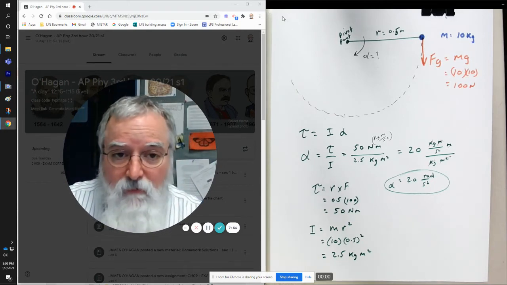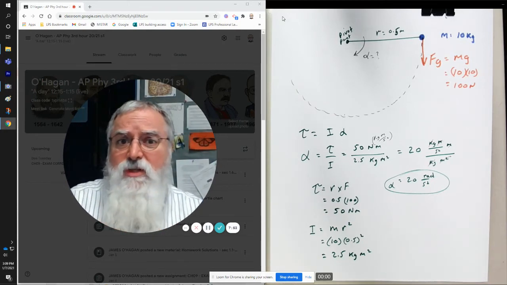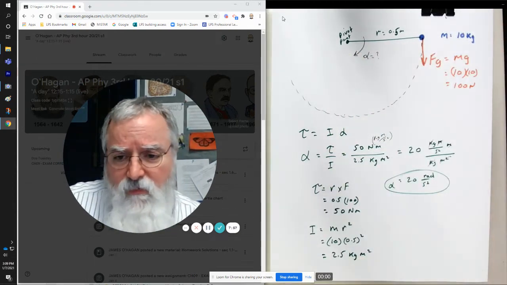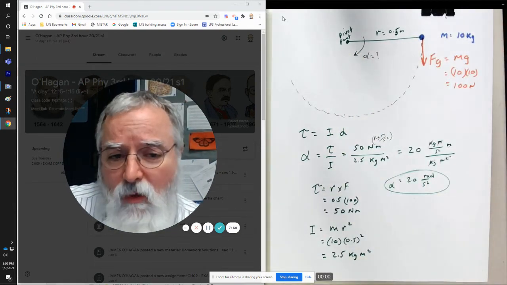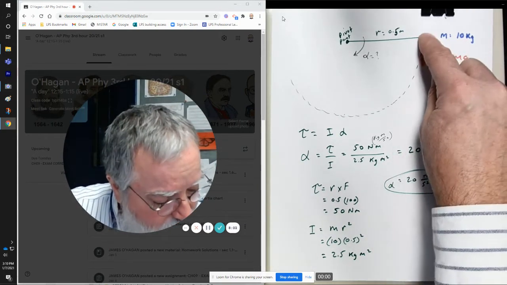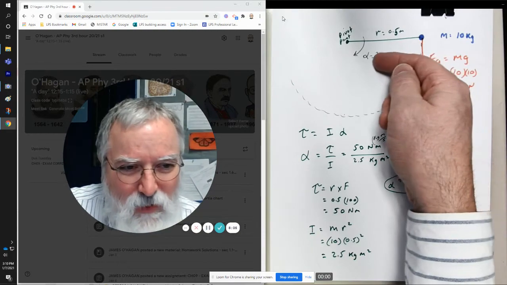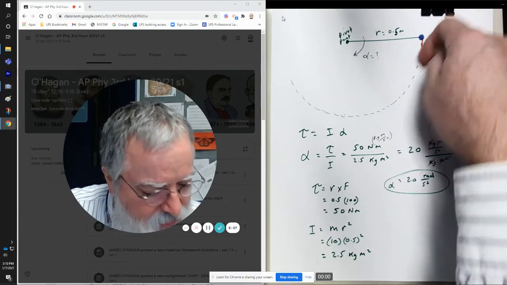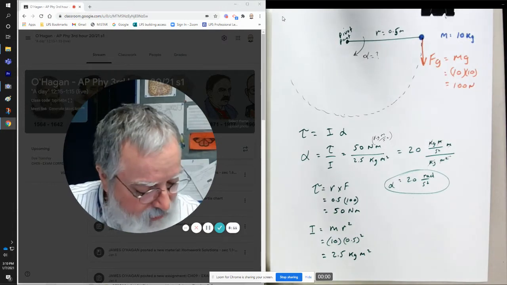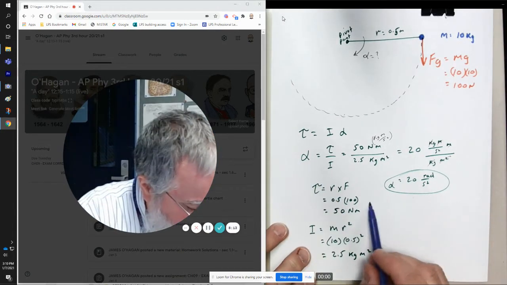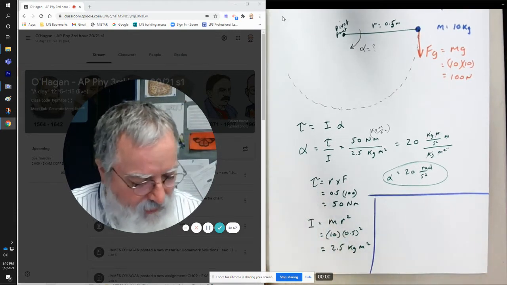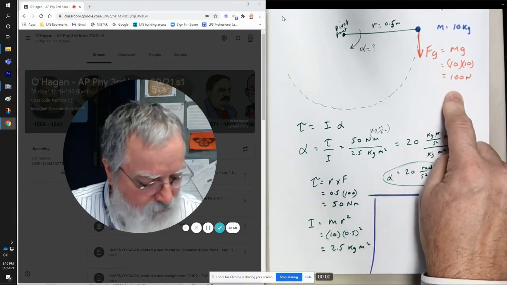All right. But now, there's kind of an interesting tie-in here. If I have this on a string and I let it go, the instant you let it go, the only force that's on it is this force of gravity. It's not until it swings down a little bit that you get an inward force because of the rope, causing it to change direction. But for that very first instant, it's straight down. So we can figure out its acceleration when it first drops.